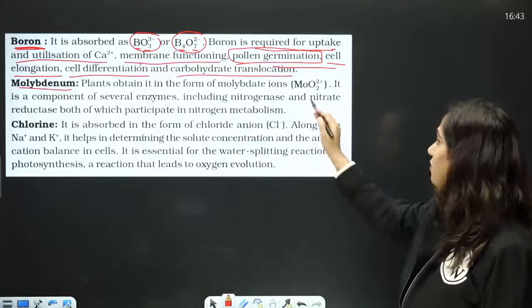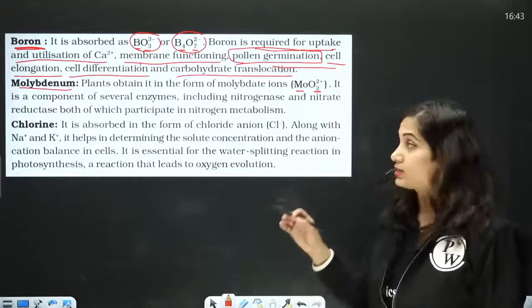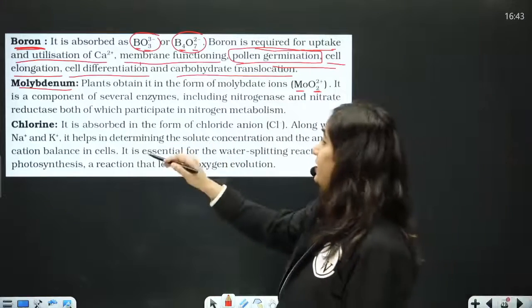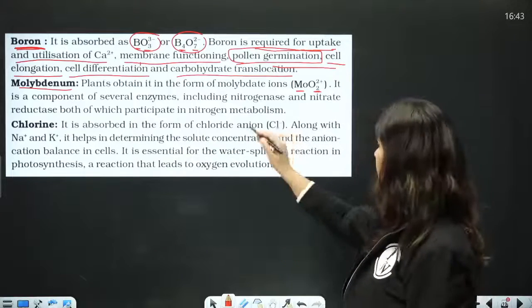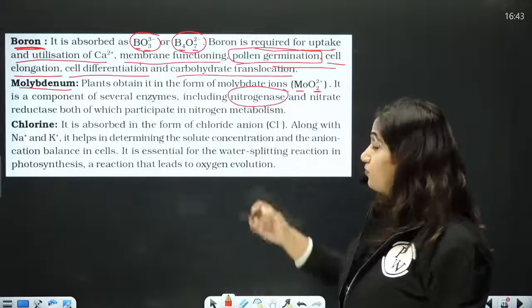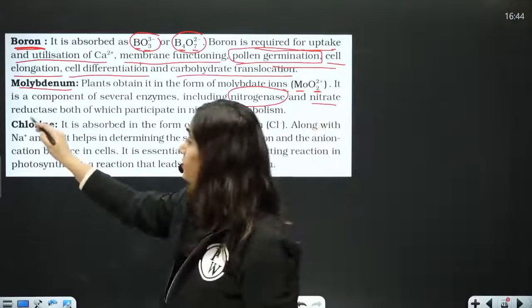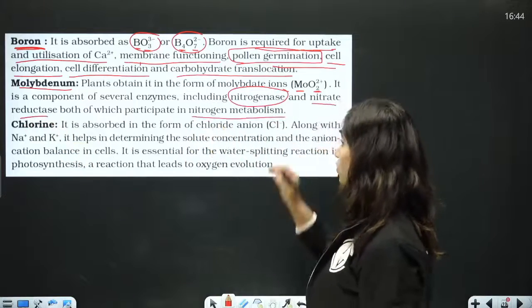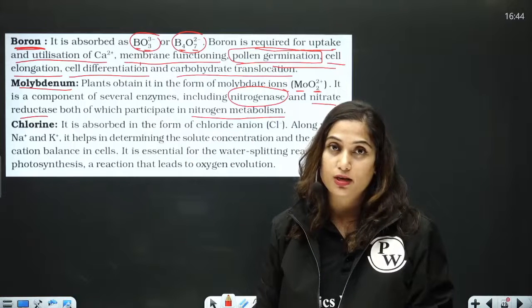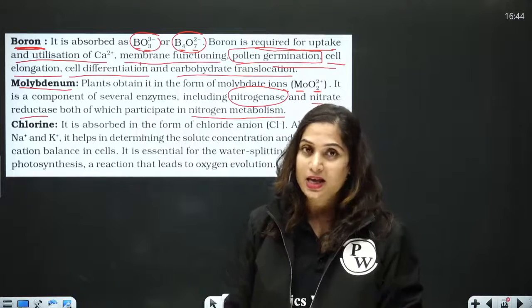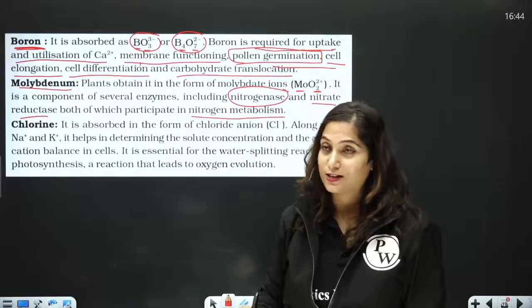Molybdenum is taken up in the form of MoO2 2+. It is a component of several enzymes. It is present in the enzymes nitrogenase and nitrate reductase, both of which participate in nitrogen metabolism. So who is the most important mineral element for nitrogen metabolism? Molybdenum. And it is a component of nitrogenase and nitrate reductase.